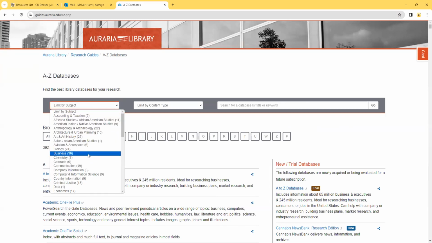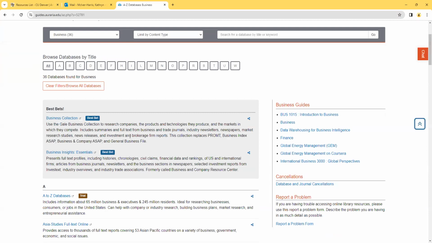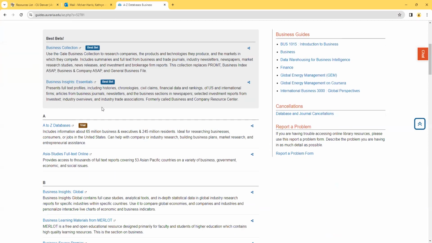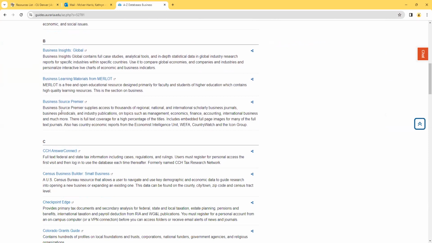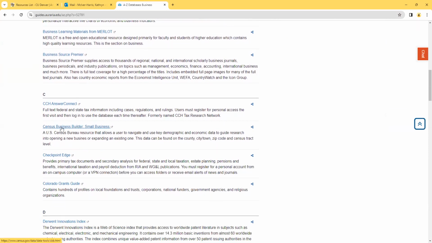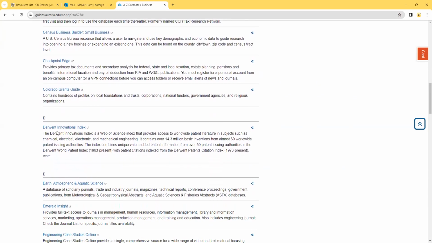So if we want to come up here and look at business, we can see here are all of our business databases. And you'll notice that not all of them are specifically business. These are going to be databases that also have business periodicals in them. So you can look at, we've got our Business Builder. This is where those statistics that I keep talking about, you can get those really easily. The Innovations Index, if you're doing something that's super new and different, this gives you an idea of where to find it.